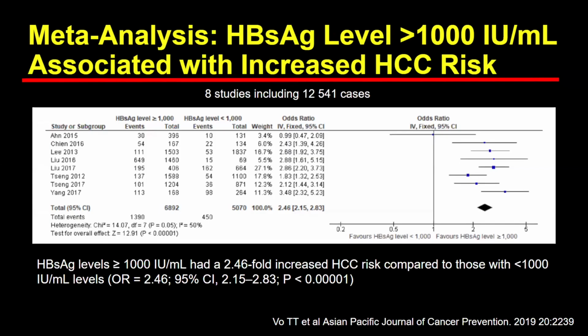And this data you've actually seen before. This is a meta-analysis of 8 studies, including over 12,000 patients, which looked at the association of surface antigen levels and the development of liver cancer. And what you can see here is that a surface antigen level more than 1,000, and Professor Kim had showed you 100, but here I'm showing you 1,000, was associated with a 2.5-fold increase risk of HCC compared to those with a level less than 1,000. Next slide, please.